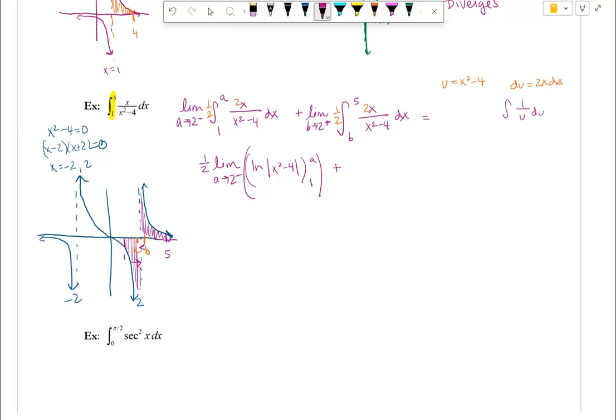And then we're going to add to that. When we get to our second integral, I'm going to pull that 1/2 out in front again. So 1/2 the limit as b approaches 2 from the right-hand side. Oops, I don't know why I'm rewriting that. Sorry, we already have our antiderivative, I'm just looking at the line above. The natural log of the absolute value of x squared minus 4. And this time, we're evaluating that from b to 5.